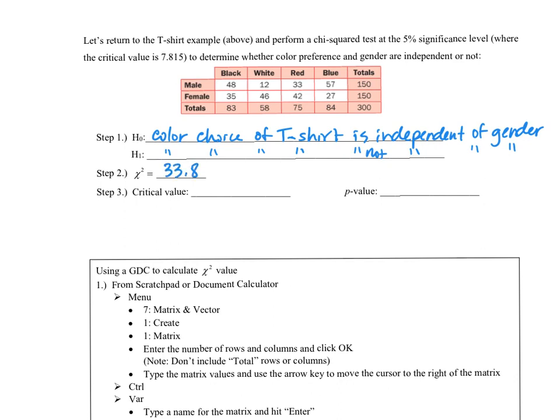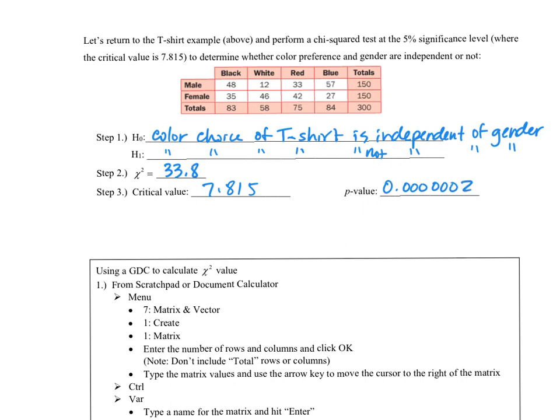Please remember to always write your answer to 3 significant figures. Okay, we were given the critical value. It was 7.815, and then the p-value will also be part of your chi-square calculation or part of your calculator work. That p-value turned out to be very, very tiny, 0.000002. Okay, the critical value will be provided in the problem. The p-value, should you need it, you won't always need it, will be provided from your calculator.